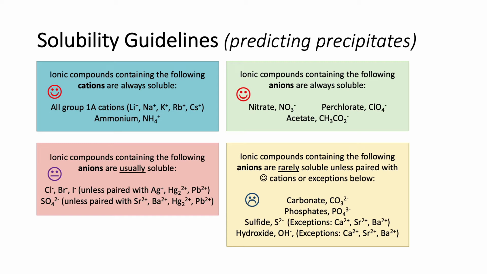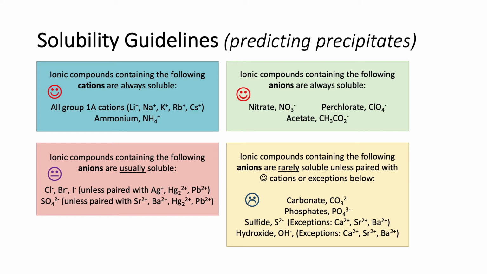It would precipitate out. The next 2 we see are sulfide and hydroxide. Again, these are insoluble unless they're paired with our happy face cations or these 3 cations: calcium 2+, strontium 2+, and barium 2+. And those 3 are all alkaline earths. Note that magnesium and beryllium, which are alkaline earths, those sulfides and hydroxides are not soluble.